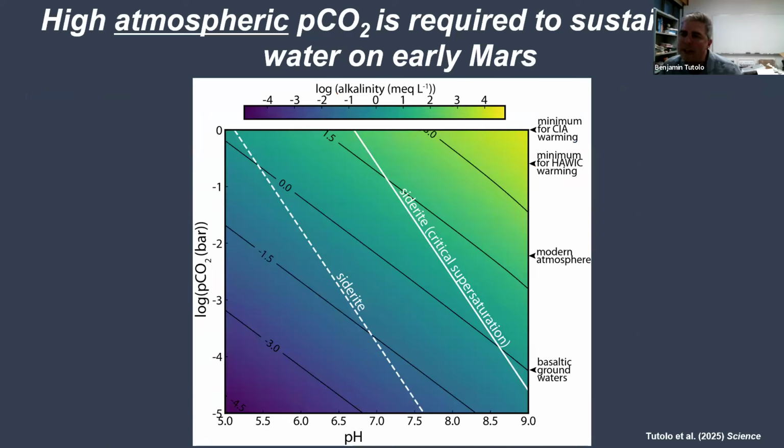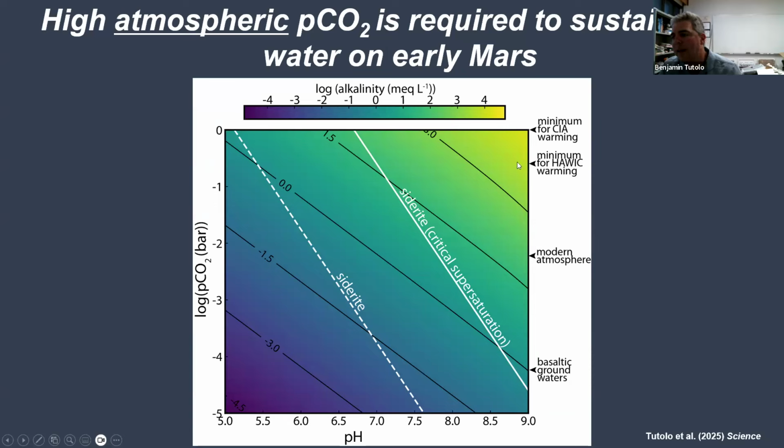What this is able to show us is that we need high atmospheric PCO2 in order to sustain liquid water. So these are the same data from earlier. The minimum for collision-induced absorption warming and the minimum for high-altitude water ice cloud warming are both here on the y-axis. And again, you need on the order of half a bar or so of CO2 or significantly more in order to begin thinking about stabilizing liquid water.